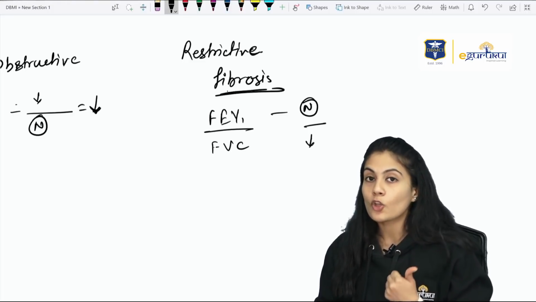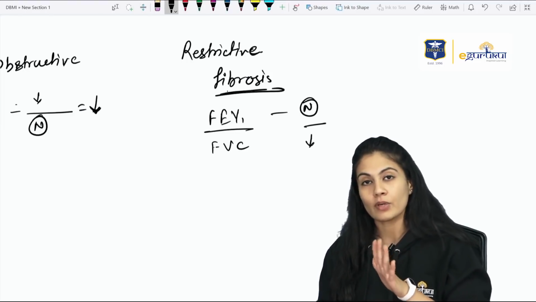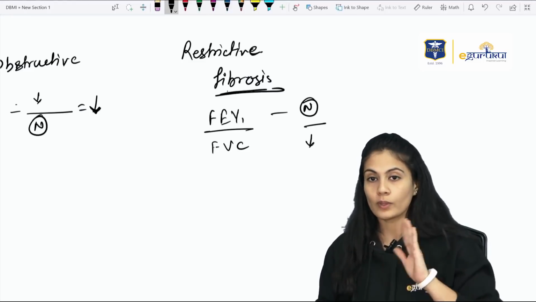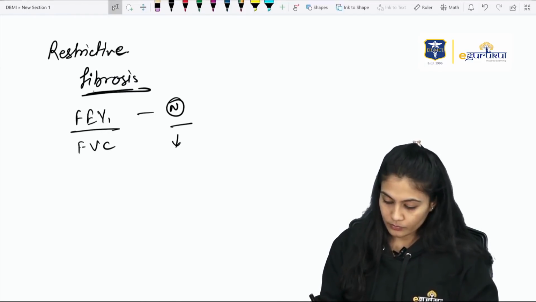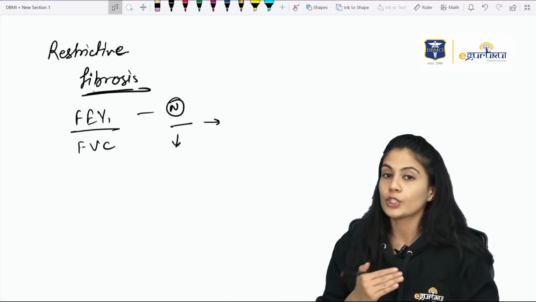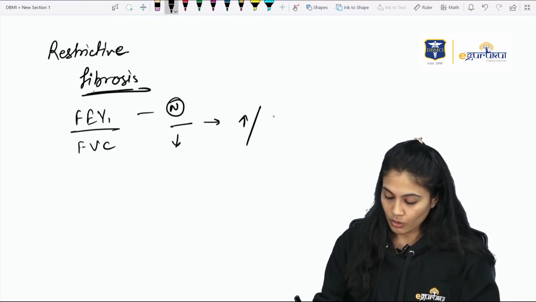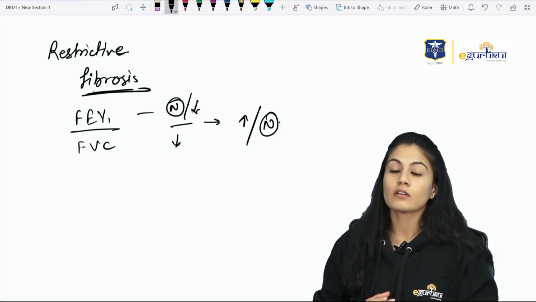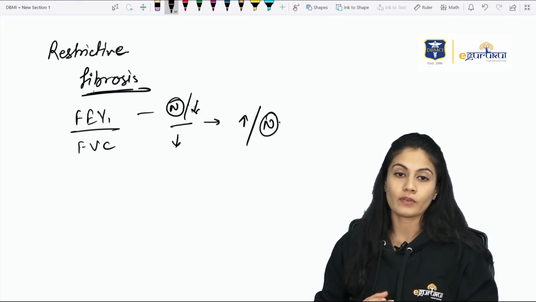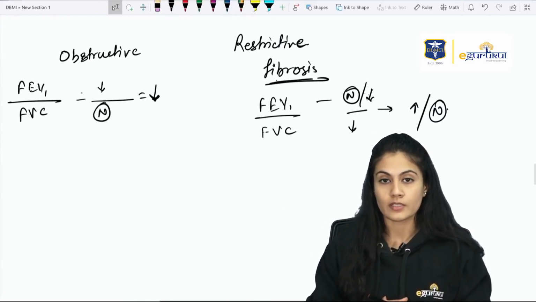It cannot take any air inside, so the FVC will decrease. Over here the denominator is decreased and the numerator is almost normal, right? In severe conditions the FEV1 is slightly decreased too, but here we are looking at the simple condition. So if the denominator is decreased and the numerator is almost normal, the ratio will either increase or be normal, depending on the severity of the condition. So in restrictive disease, the ratio of FEV1 upon FVC will be normal. In obstructive disease, it is going to decrease.